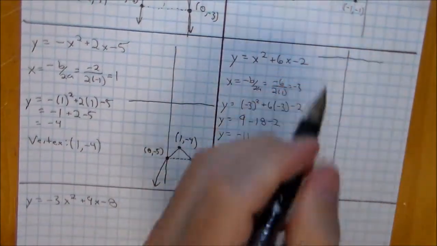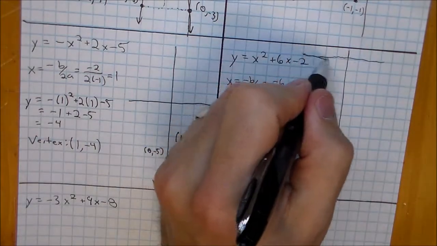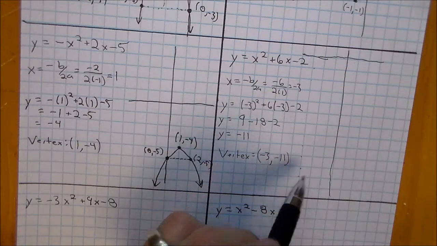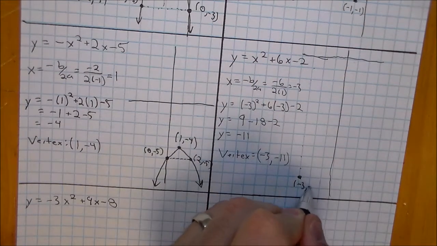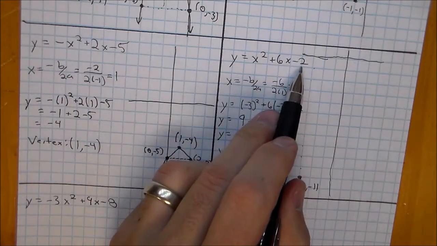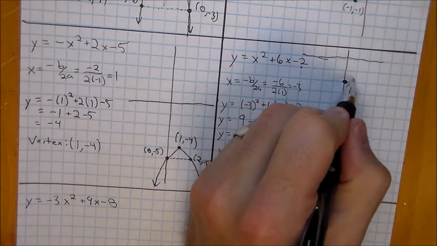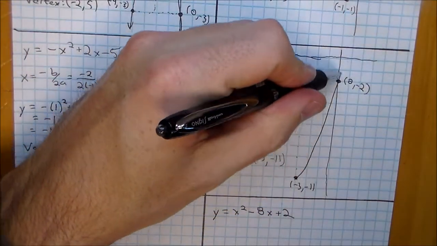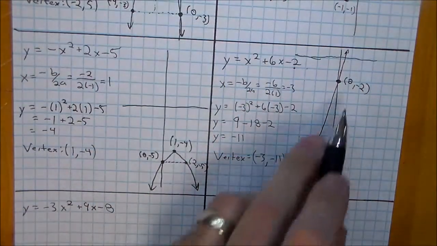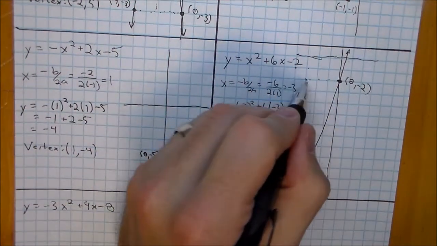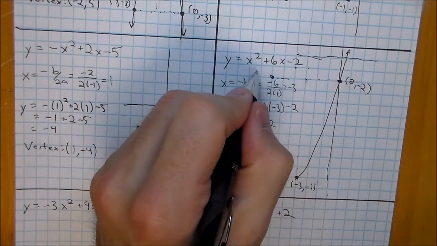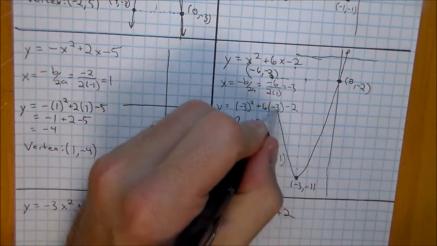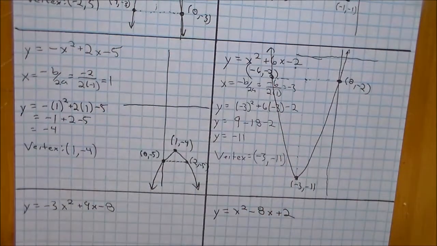See if we can fit it here. So we go left 3 and down 11. So that'd be right here, negative 3, negative 11. Now we hit at negative 2, so that's 0, negative 2, and it opens up, going through those points. Now if that hits there, our other point is going to be 3 units over to the other side. So that's negative 6, negative 2 as our other coordinate. And there's our parabola.